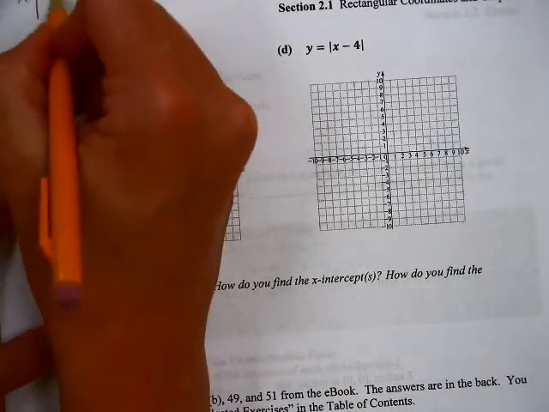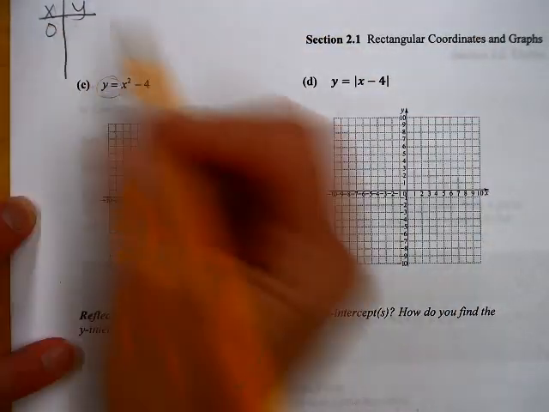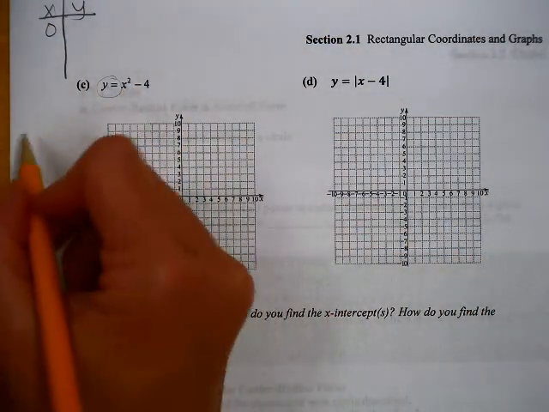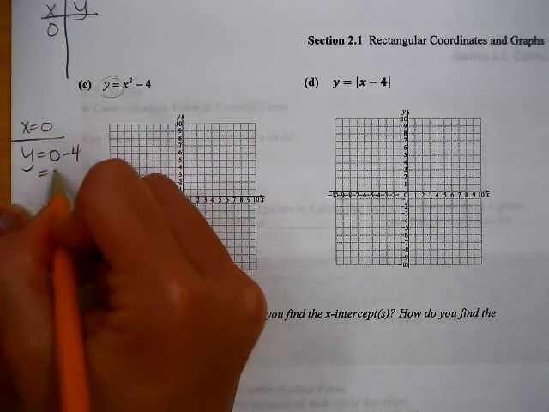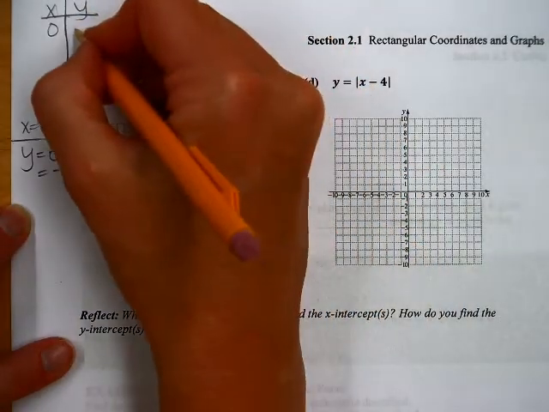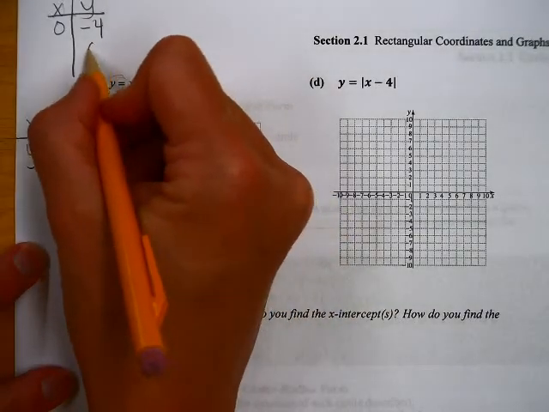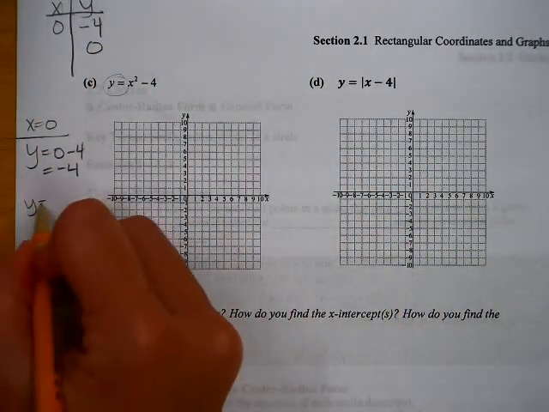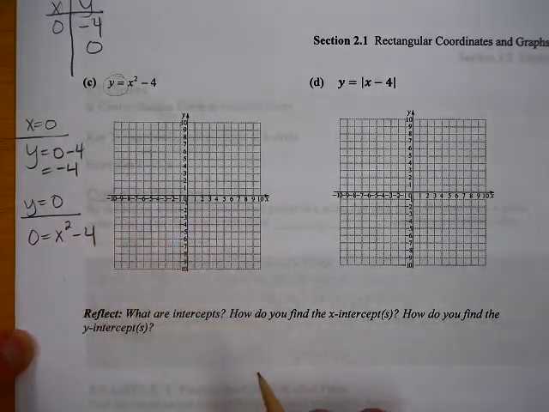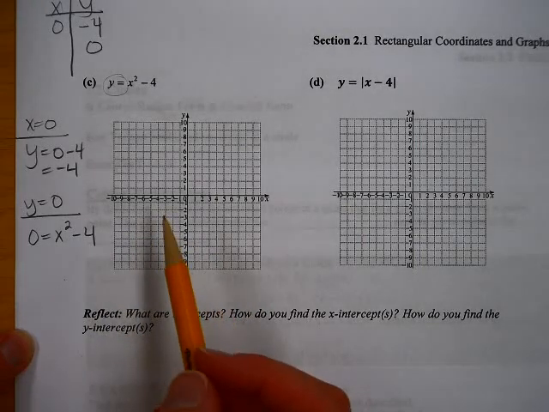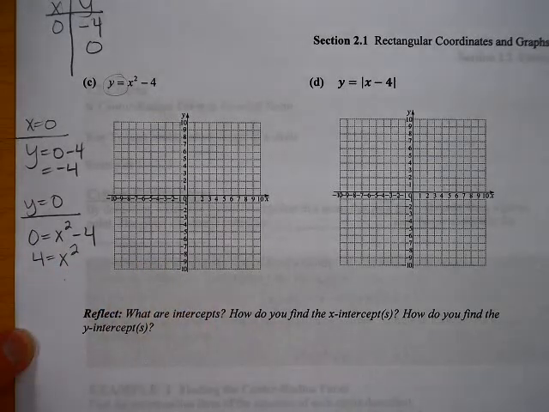So I need to draw a table of values. Again, let's let x be 0 and see what we get for y. If x is 0, I get y equals 0 minus 4, which is just negative 4. So when x is 0, y is negative 4. Now let's let y be 0. If I let y be 0, then I get 0 equals x squared minus 4. Well, hopefully you remember from chapter 1, I can bring this 4 over, and I get 4 equals x squared.